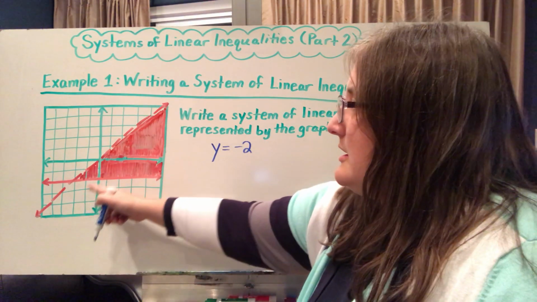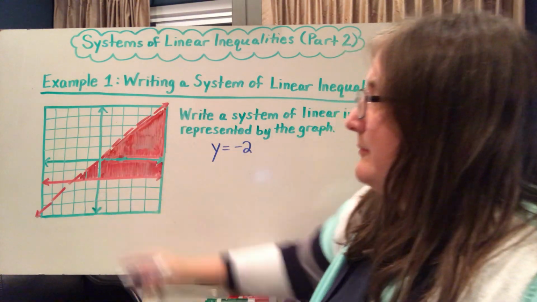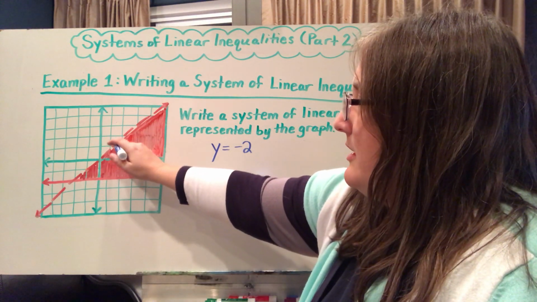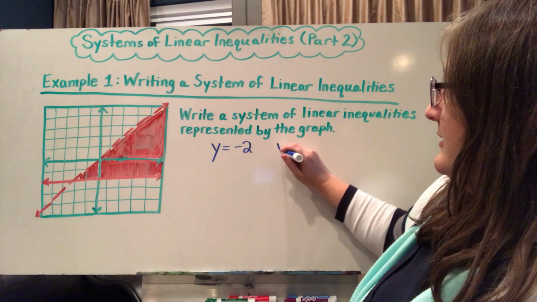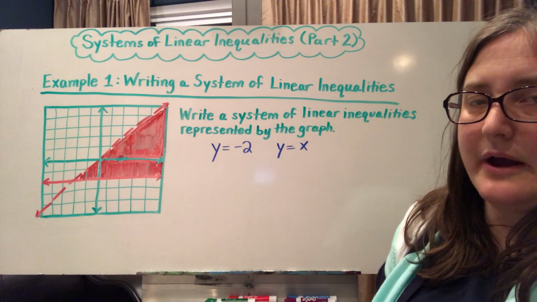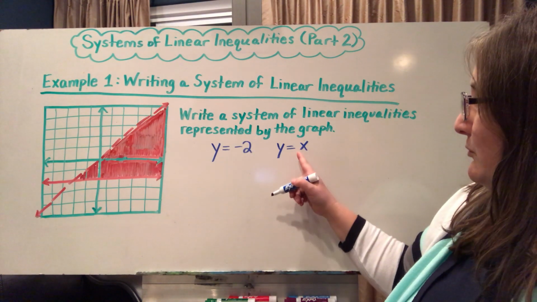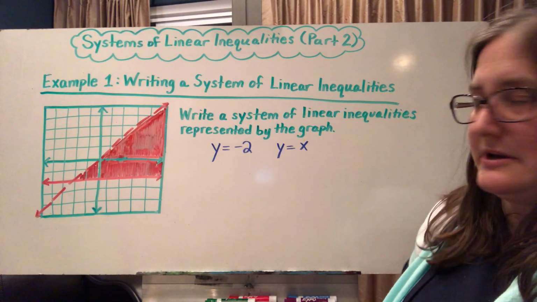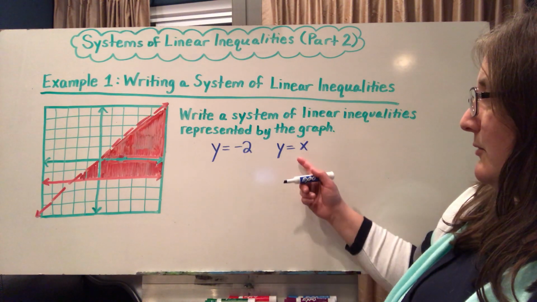This boundary line right here has a y-intercept of 0 and a slope of 1. It's going up 1 over 1, up 1 over 1. So I would write my equation y equals x. My slope is 1. My y-intercept would really be plus 0, which I don't need here. So y equals x will be my equation.